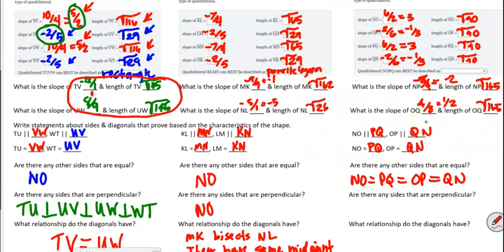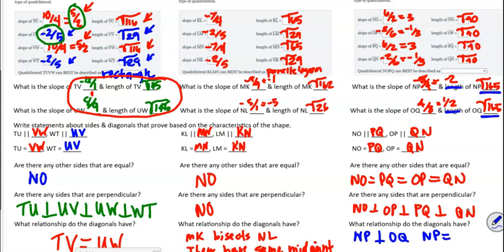So we're going to say NO is perpendicular to OP is perpendicular to PQ is perpendicular to QN. And then what relationships do the diagonals have? That was this right here, right? These lengths. And look what else. They are also perpendicular. So this time we're going to say NP is perpendicular to OQ and that NP is equal to OQ, right? Okay.